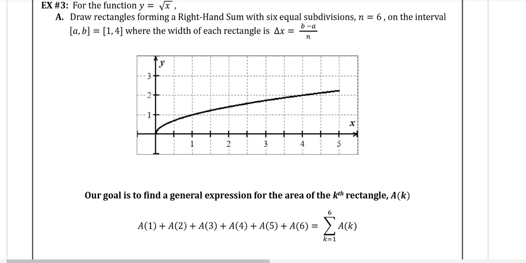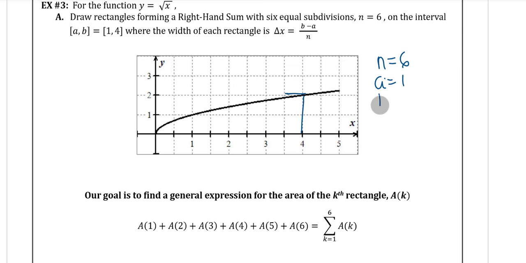Example 3. For the function y equals the square root of x, we're going to draw rectangles forming a right-hand sum with 6 equal subdivisions, n equals 6, on the interval from 1 to 4, where the width of each rectangle is, as we've used in the past, delta x equals b minus a over n. Let's start by drawing a picture. We're going from the right, so let me start at the end here. Our last rectangle will end at 4.